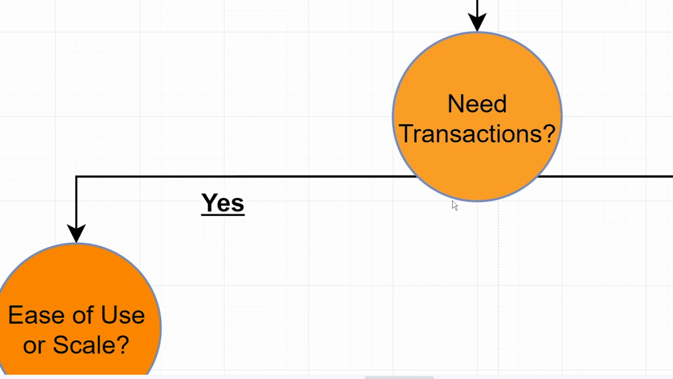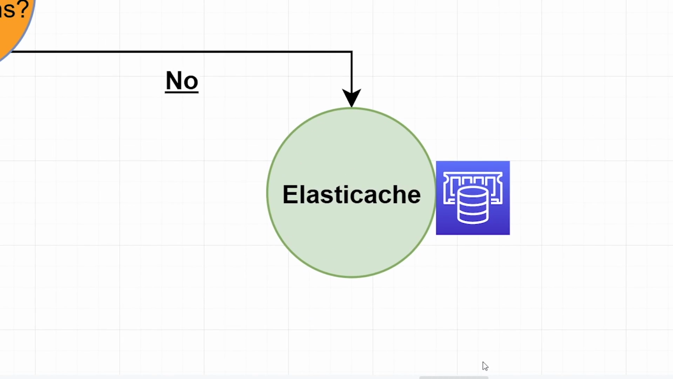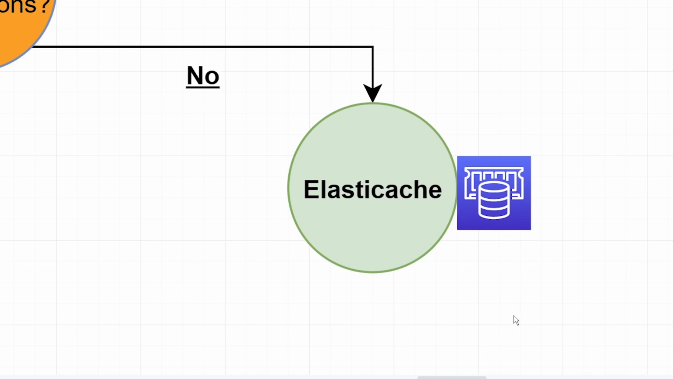The last step is if you answered no to need transactions. If you answered no there, then a very reasonable solution would be to use a caching solution called Elasticache. And there are two flavors or variants. You can either use Memcache or Redis, whichever one you're familiar with or whichever one fits your use case. So that about sums it up.